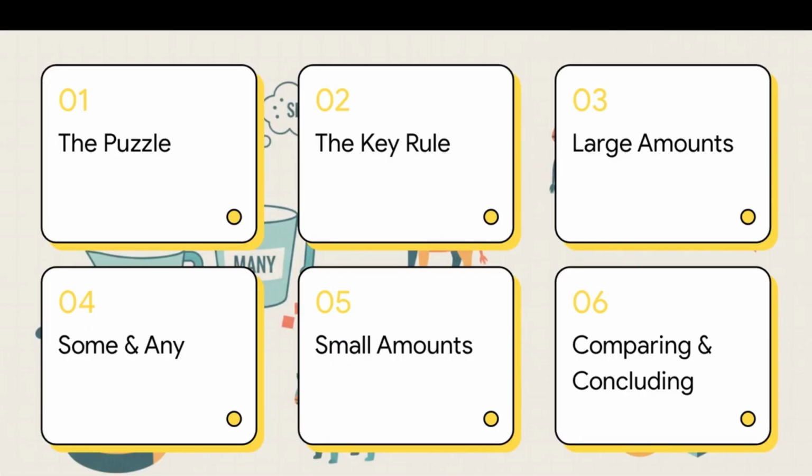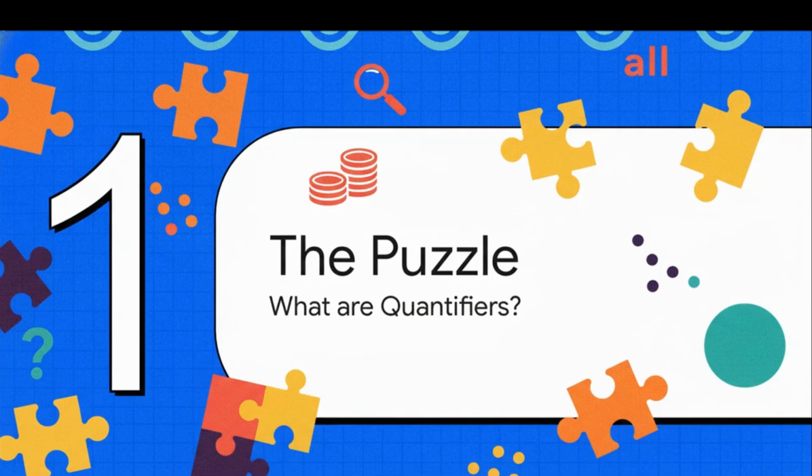So, here's our game plan. First, we'll cover the basics of what these things even are. Then, we'll get to the master key, countable versus uncountable nouns. After that, we'll tackle large amounts, small amounts, and wrap it all up by finally solving that supermarket puzzle. It's going to be quick, clear, and super useful. All right, let's jump right into part one.